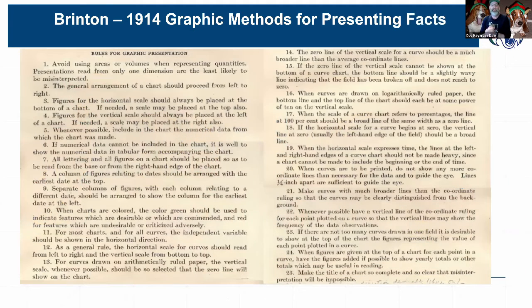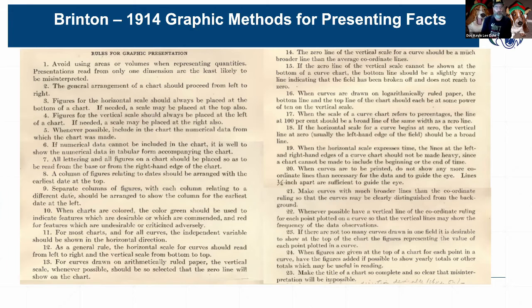Brinton saw this, right? So he had his list, check off that list. And then here he goes, okay, here are our rules now. So we're now into the graphics itself. And so he's talking about area and volume. He's talking about the general arrangement of things. He's talking about the vertical scales, the horizontal scales. He's talking about numerical data, lettering of the figures, column of figures.